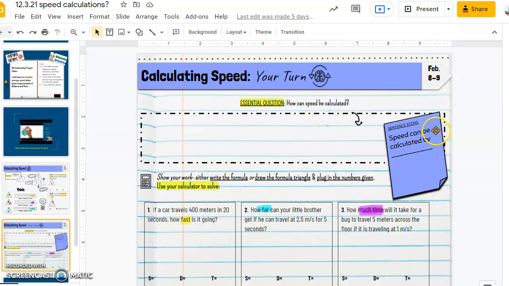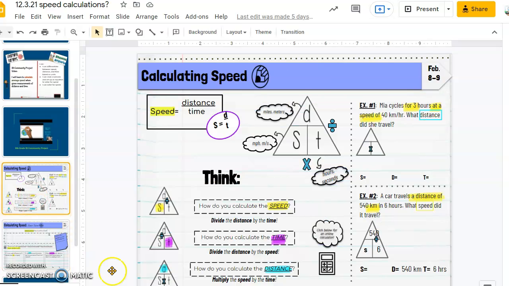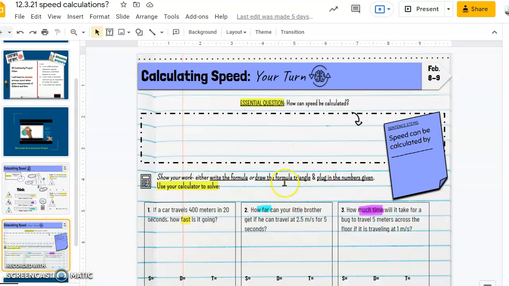On our next slide is speed can be calculated. How can we calculate speed? So just copy this first part, paste it here, look back on the slide on slide 9. Speed is dividing distance by the time. So you can do that right here. So you're going to show your work and use your calculator to solve.